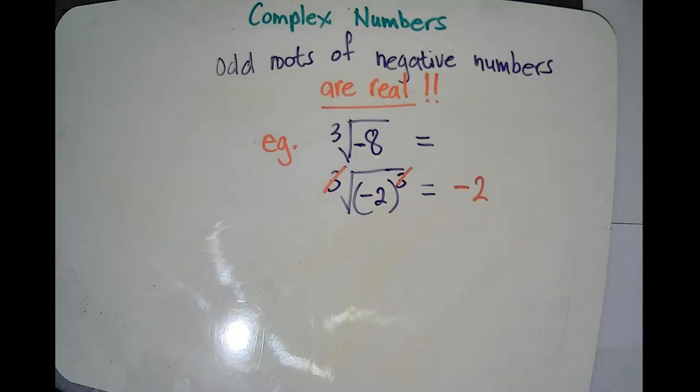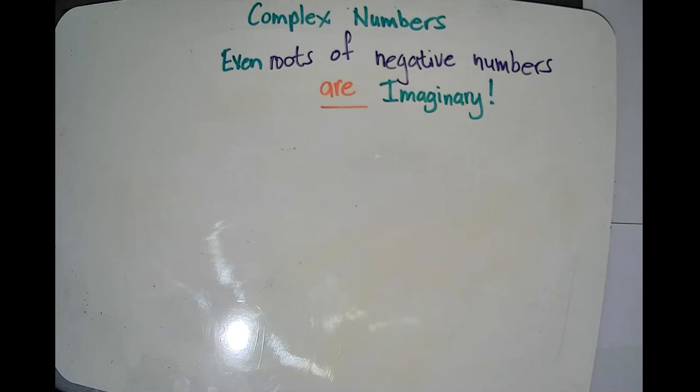So our answer will be minus 2. So the cube root of negative 8 is equal to minus 2. Please notice that this is real. Complex numbers. Even roots of negative numbers are imaginary.